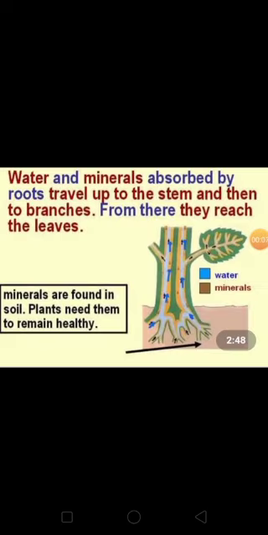Now, functions of roots. What are the functions of roots? Roots hold the plant firmly to the ground. Roots bind the soil and prevent it from soil erosion. Roots help a plant to absorb water and minerals from the soil.